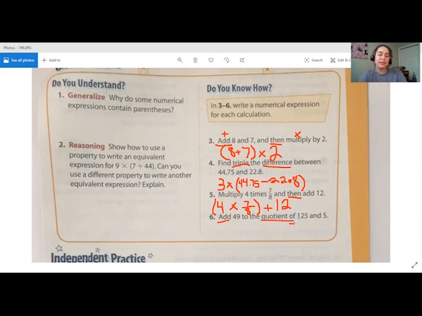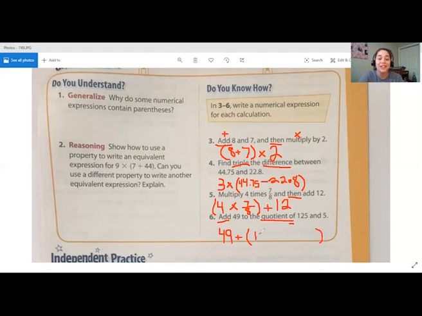Also, when we see the word "of" in this lesson, "of" is telling us that whatever we're finding the quotient of, or the product of, or the sum of, or the difference of, that needs to be done first. It has similar directions as the word "then." So add 49 to the quotient of. So we're going to put in parentheses what we are finding the quotient of.